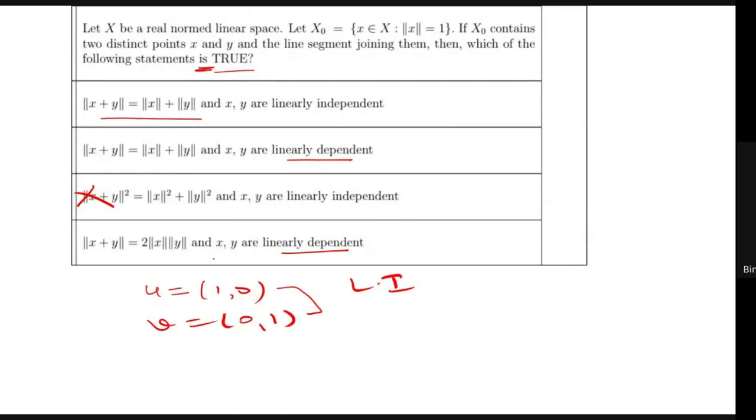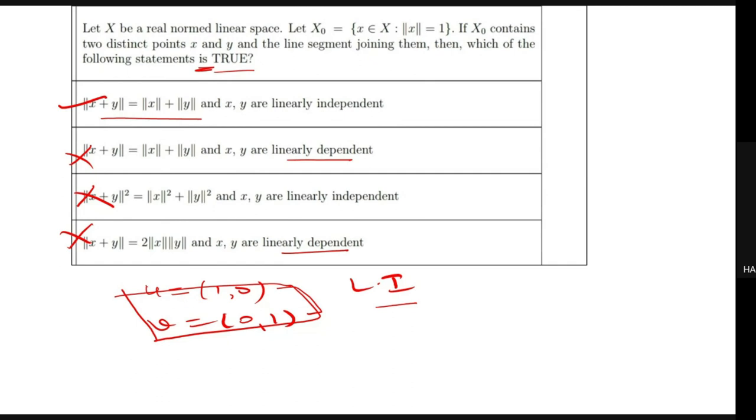Got it? The norm of u and norm of v equal 1, and this is already satisfied. Now they are asking whether x and y are LD, so this is not the case here. We can take these ordered tuples as LI conditions. So these two options are also discarded. The first option is the right option. Got it?